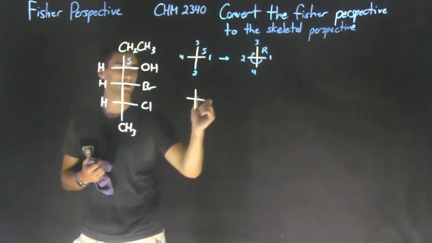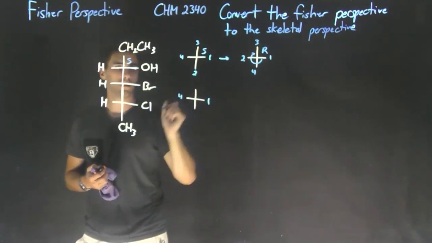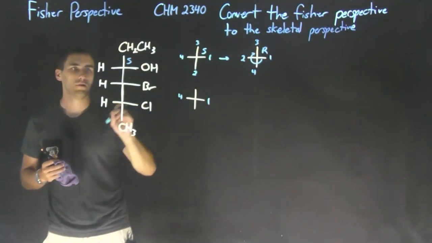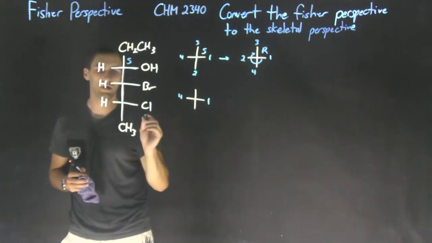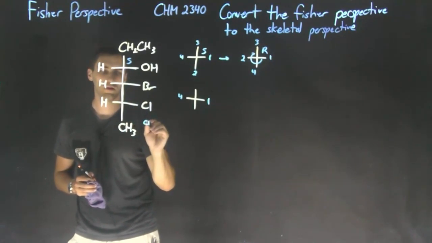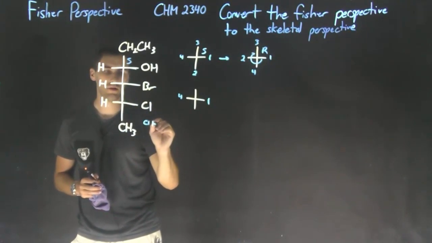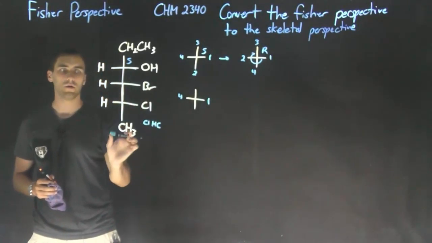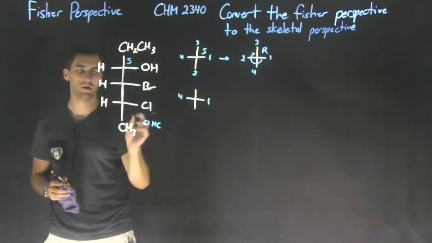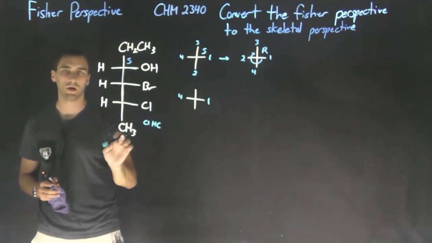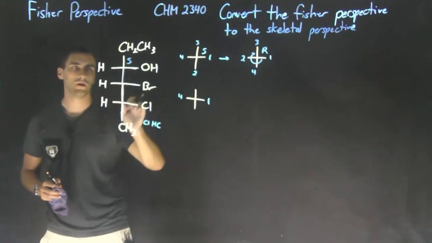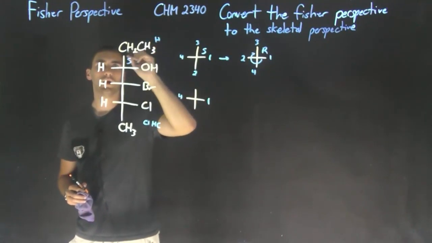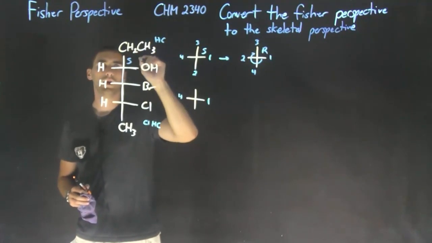For the second one, this one's a little bit trickier because it's in the middle. However, we can see that this carbon here has a chlorine, a hydrogen, and then another carbon. We're looking at one molecule at a time. This carbon here is a chlorine, hydrogen, and a carbon. This one here has a hydrogen, another carbon, and an oxygen.